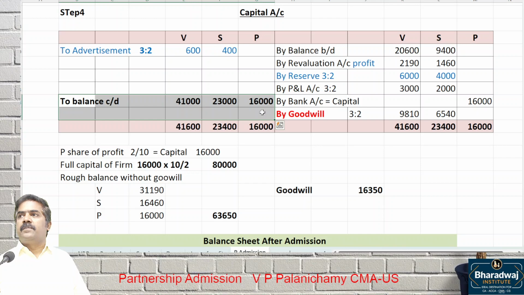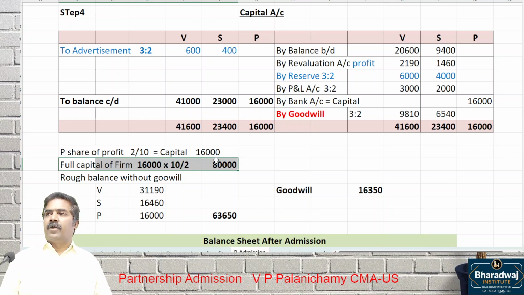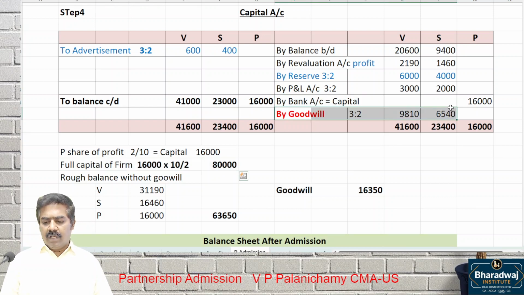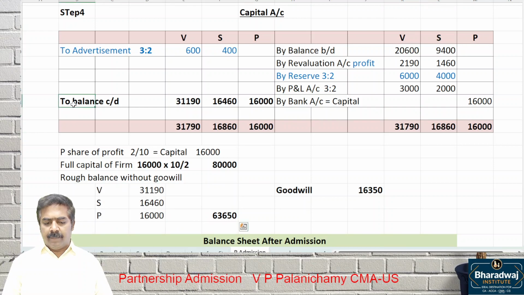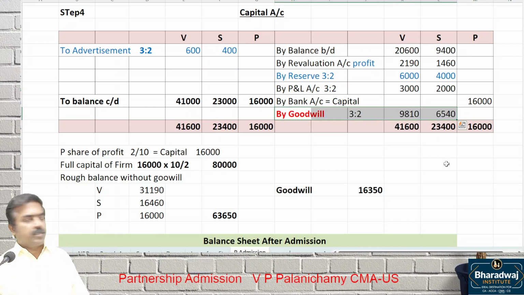Goodwill doubt இருக்கா? Once again, P ஓட கேபிட்டல் பேஸ்ல ஒர்க் பண்ண கேபிட்டல் எவ்வளவு வரணும்? 18,000. இதுல goodwill remove பண்ணிட்டு பார்த்தா capital is only 63,650. So difference is taken as which one? Goodwill. Goodwill is raised in which ratio? Old ratio, 3:2 ratio.